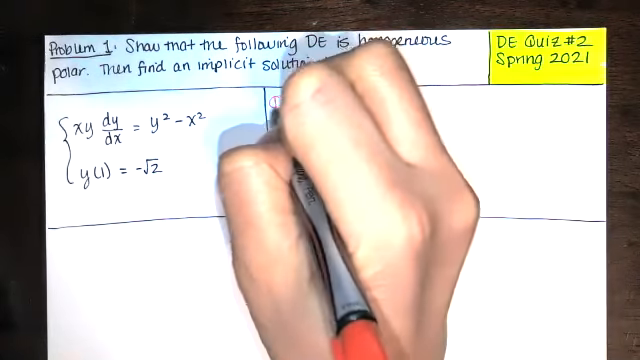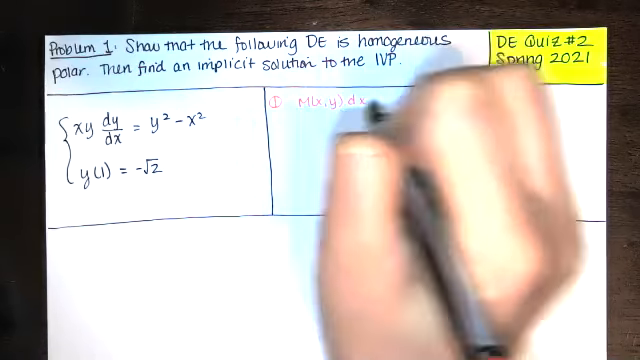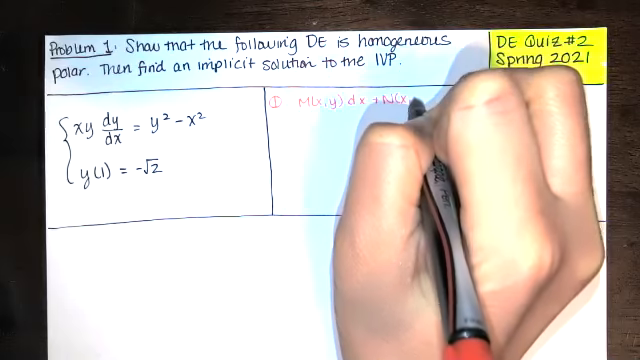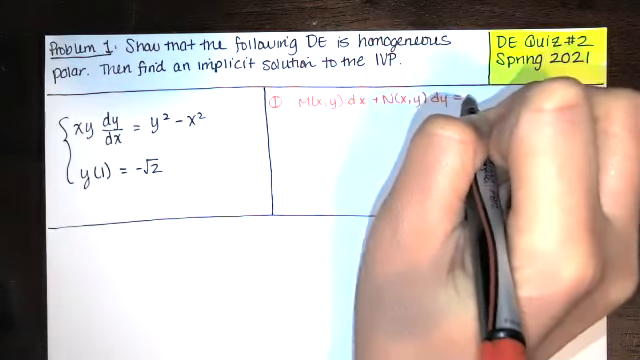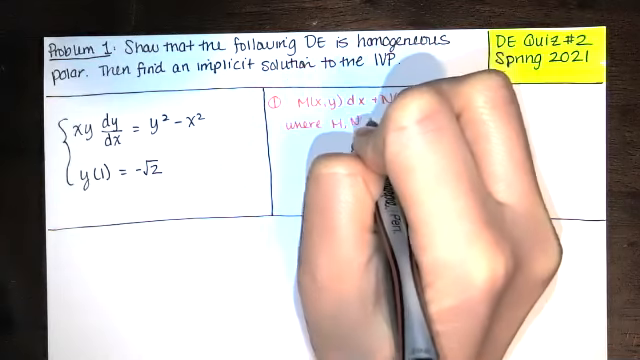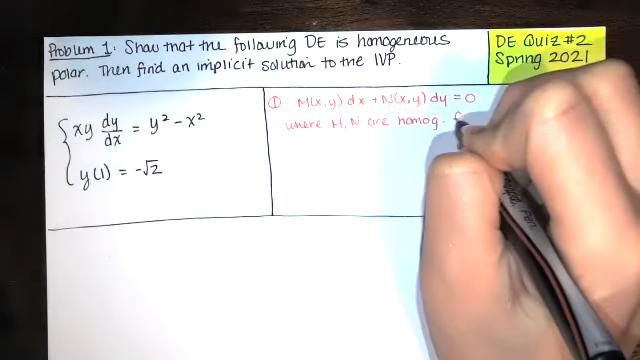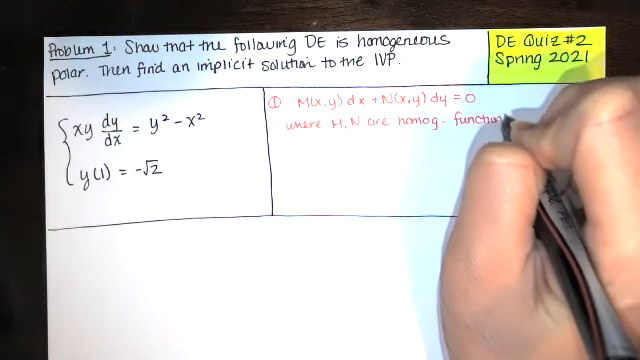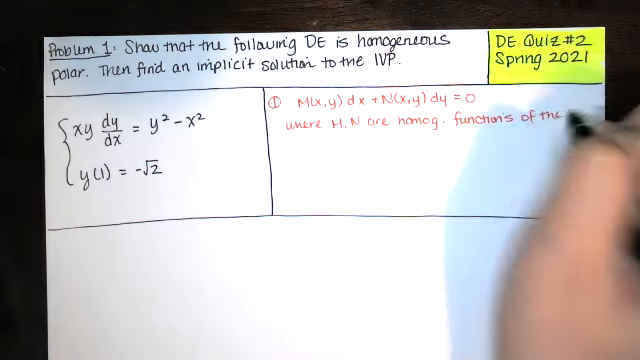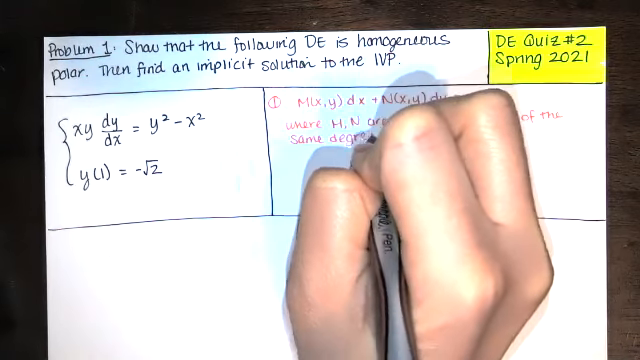So here's the first method. If the differential equation can be written in this form, M dx plus N dy equals 0, where M and N are homogeneous functions of the same degree, and I will remind you what that is in just a moment, then the differential equation is homogeneous polar.